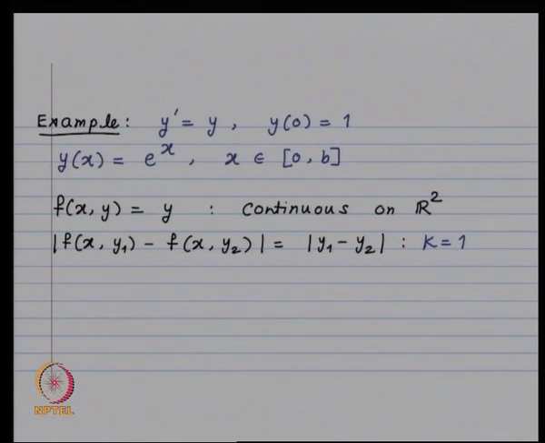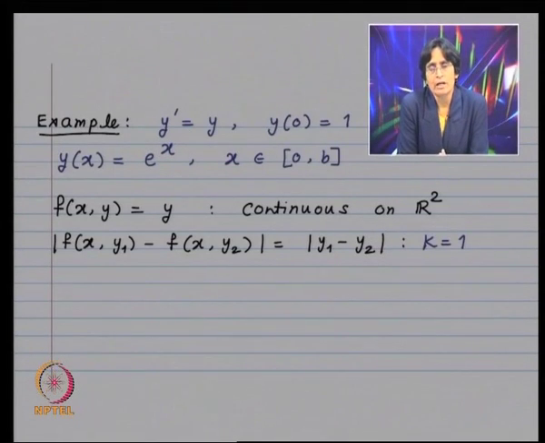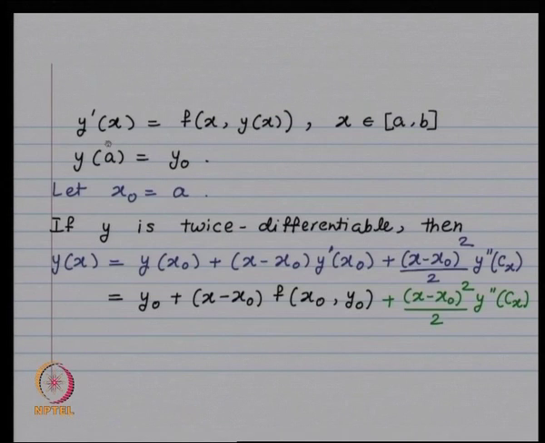So, now we consider approximate solution. The first thing we are going to look at is to write down the Taylor series expansion for our unknown function y. This is the initial value problem. If y is a twice differentiable function, then y(x) = y(x0) + (x - x0) y'(x0) + (x - x0)^2/2 y''(c_x) for some point c_x between x and x0. y(x0) is given to be y0, so y(x) = y0 + (x - x0) f(x0, y0) + (x - x0)^2/2 y''(c_x).